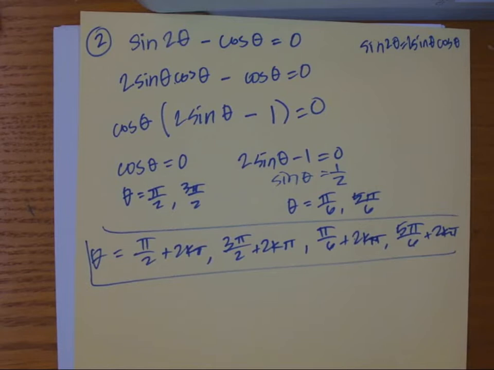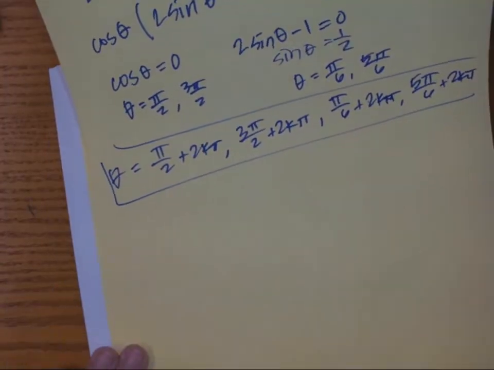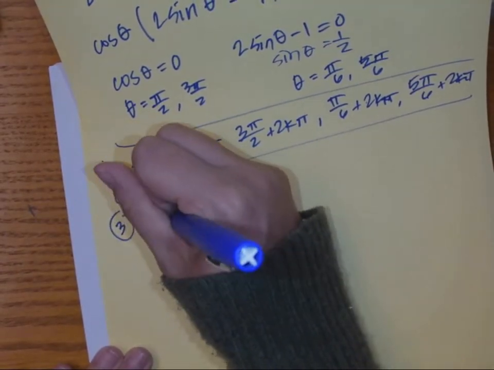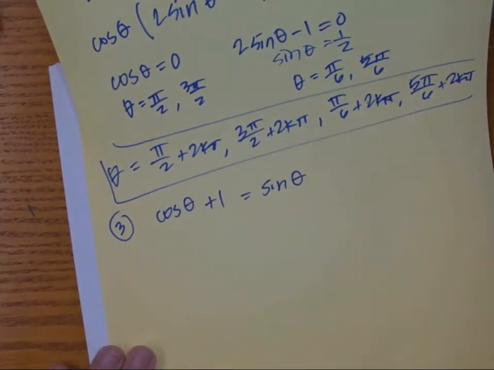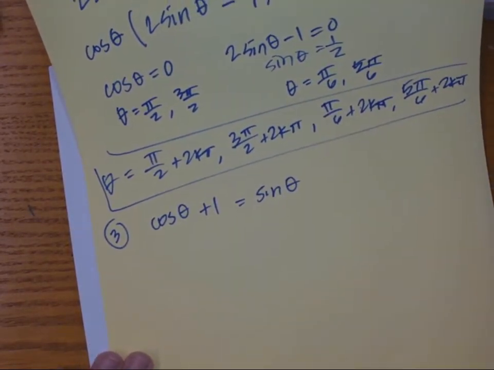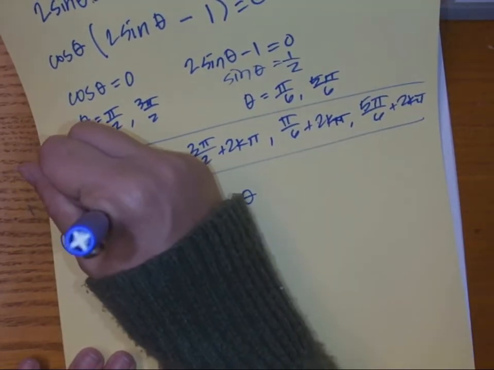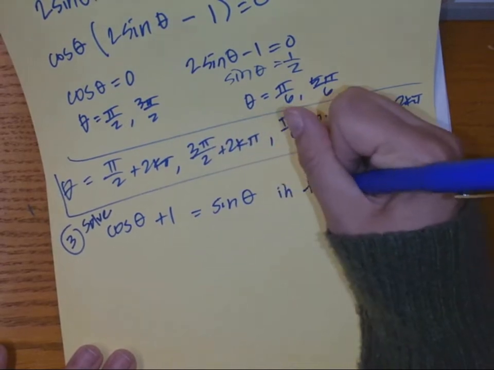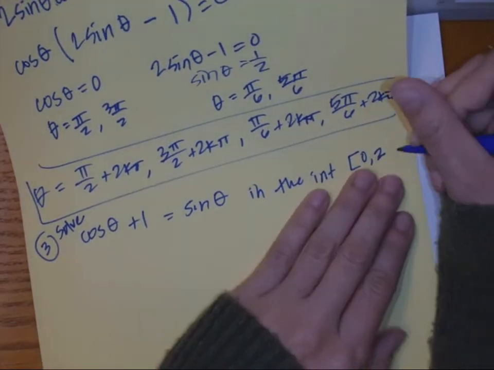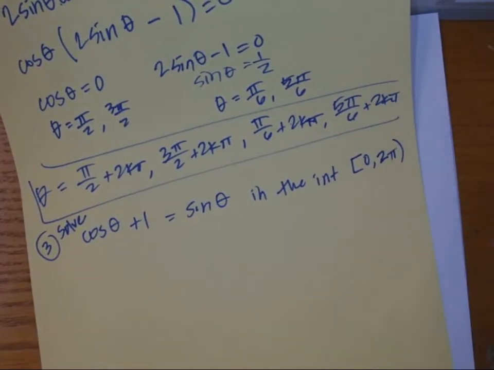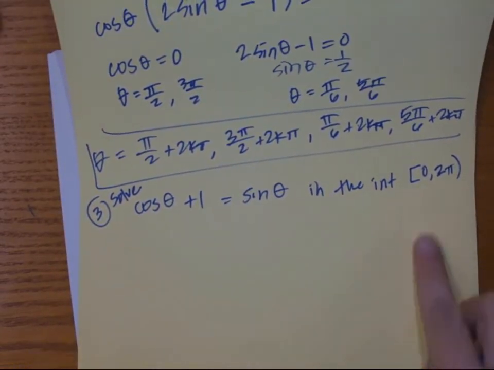Okay, so let's do this problem. If I have cosine theta plus 1 equals sine theta, when I go to solve this, let's go ahead and solve it in the interval 0 to 2 pi. So going in the interval 0 to 2 pi, basically I'm not adding my 2k pi at the end. This will give me just one period of all my solutions.